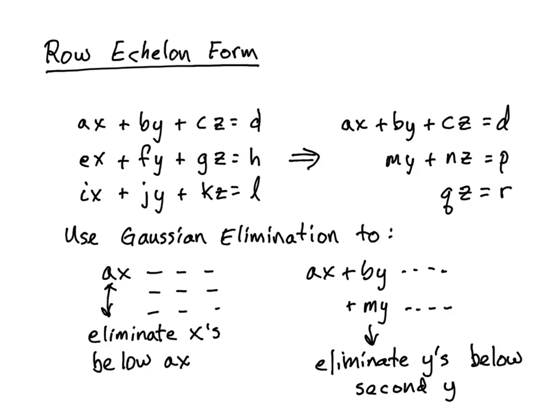And we can extend this then to do any number of variables. We just keep on going down the echelon and eliminate all the entries that are below this diagonal entry that we have here.